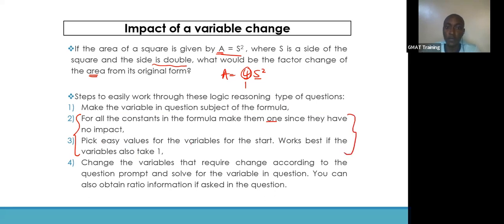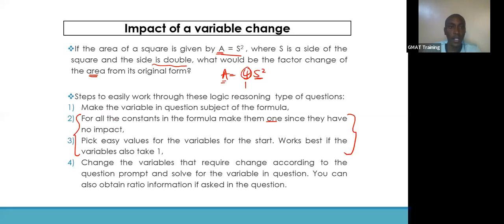Pick easy values for variables for the start. Works best if the variables also take 1, in this case also. So we have s taking 1 and a taking 1 for the start. Then you can change the variables that require change according to the question prompt and solve for the variable in question. You can also obtain ratio information if asked in the question.